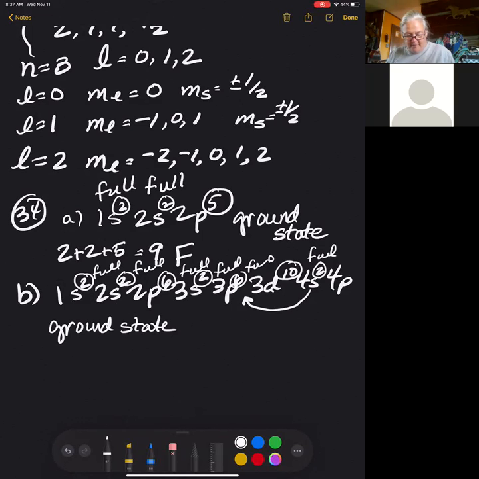So I need to know what element this is. So I've got 2 plus 2 plus 6 plus 2 plus 6 plus 10 plus 2 plus 1, because I've got 1 electron in that last state. So that's 10, 12, 18, 28, 30, 31. So this is 31. So I'm going to go back and look in my periodic table, which I should have marked.